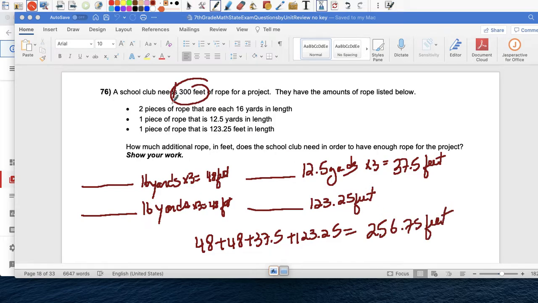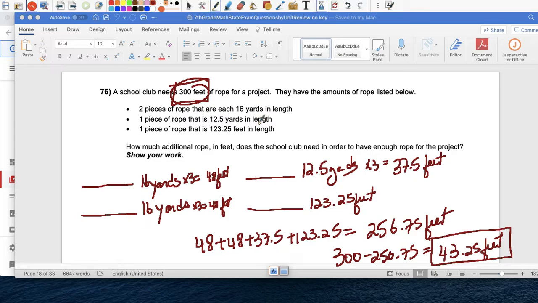We want to reach 300, so how much more do we need? Well, 300 minus 256.75. And that's going to give us 43.25 feet. That's how much the school needs to reach their goal of 300 feet. Okay.